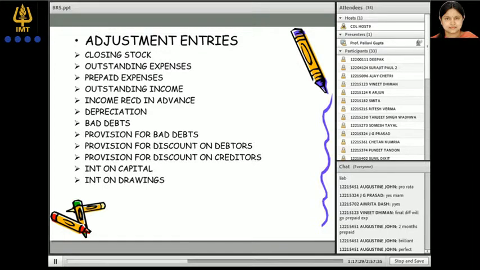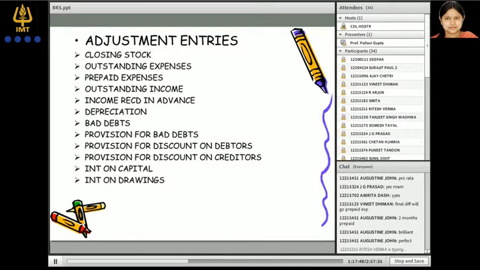Depreciation, I think I have already explained to you. Depreciation is the measure of wear and tear in the value of the asset due to use or effluxion of time. So the entry for depreciation would be depreciation debit to fixed asset. Depreciation amount will go to the profit and loss account as an expense and the value of the fixed asset will be reduced.